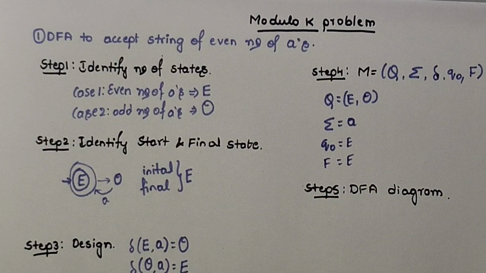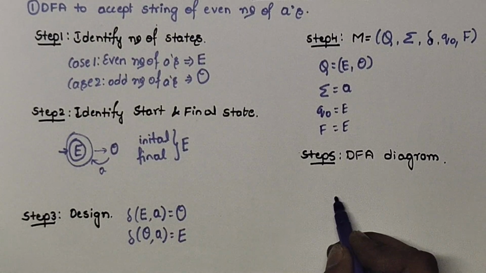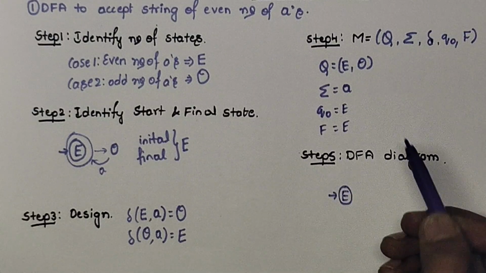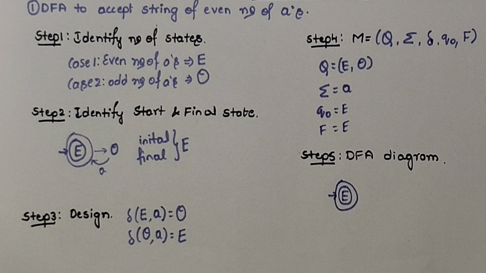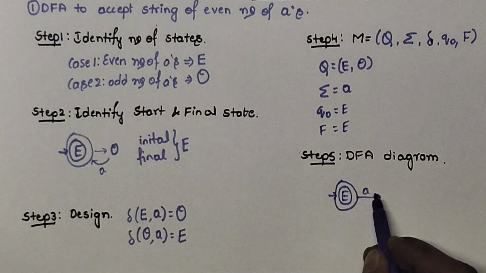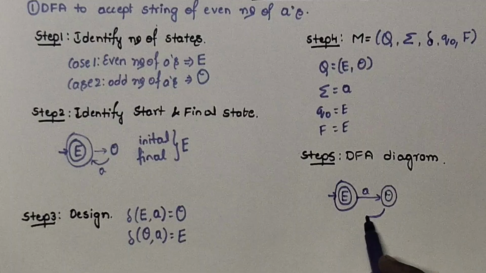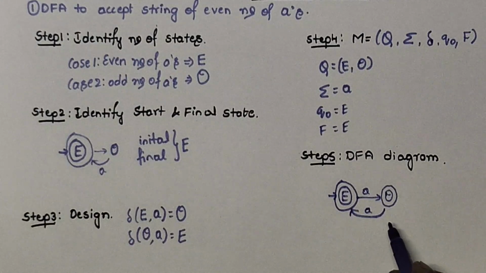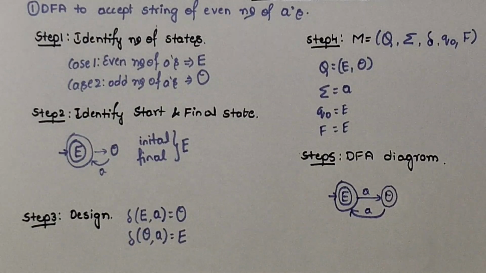Now you have come to the final step, drawing the DFA diagram. You know the initial state is capital letter E, and you also know that the initial state is also the final state, so it will be enclosed using a double circle. Now if I add one A to the even number, it will move to the odd number. If I add one A to the odd number, it will become even number. So this cycle will happen, and whenever the string has an even number of A's, the string will be accepted.